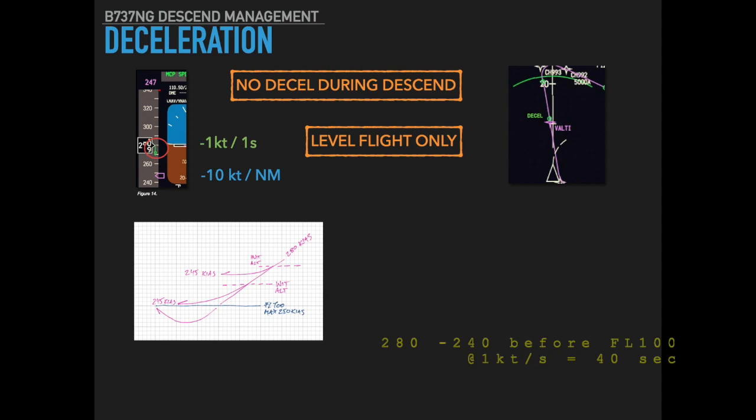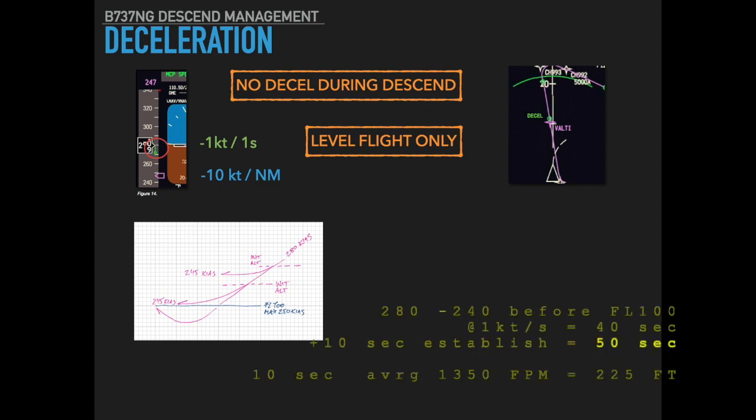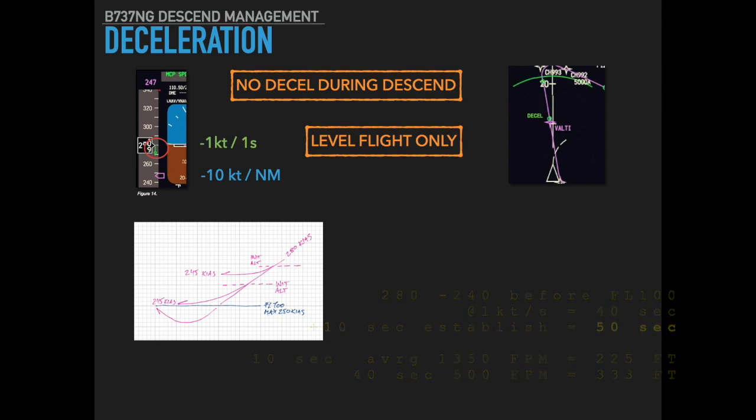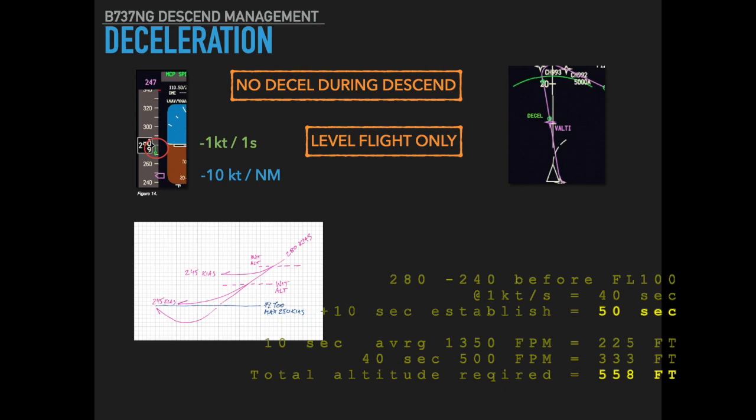You also need time to reduce the rate of descent from the 2,200 feet per minute at 280 knots indicated, which will require perhaps 10 additional seconds, so 50 seconds in total. The initial 10 seconds at 2,200 feet per minute going to 500 feet per minute, averaging 1,350 feet per minute, equals 225 feet in 10 seconds. The following 40 seconds at 500 feet per minute equals 333 feet. Total altitude loss during the 50 seconds is then 558 feet.